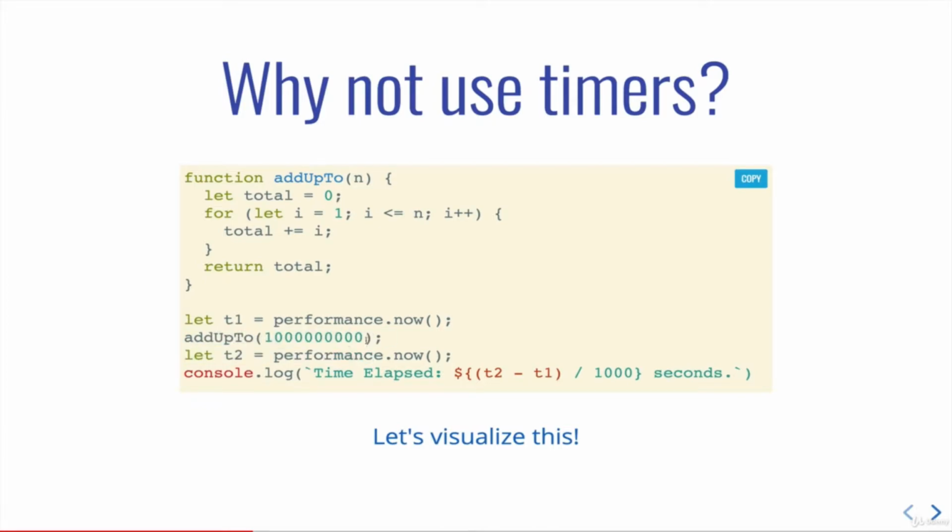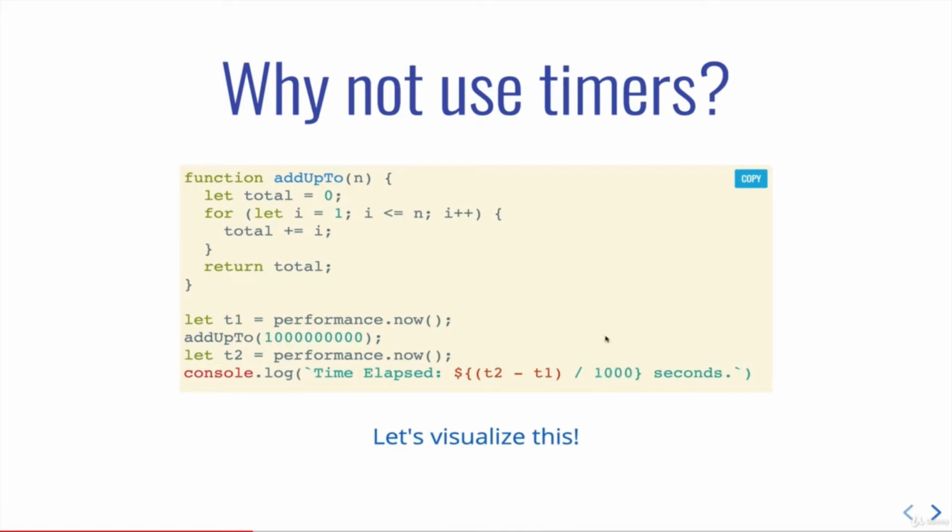Then I'm going to call addUpTo with, what did I do? Is this a billion? I think it's a billion. So I'm going to call it with a large number. And after that finishes, I'm going to check performance.now again, which should have incremented a bunch of milliseconds, most likely. So I have two numbers. Then I just subtract them, the second time minus the first time.